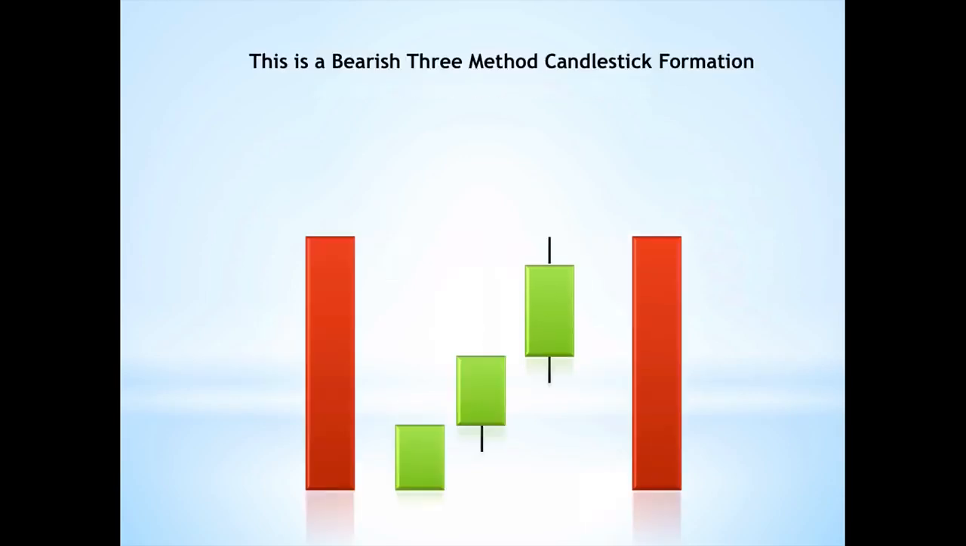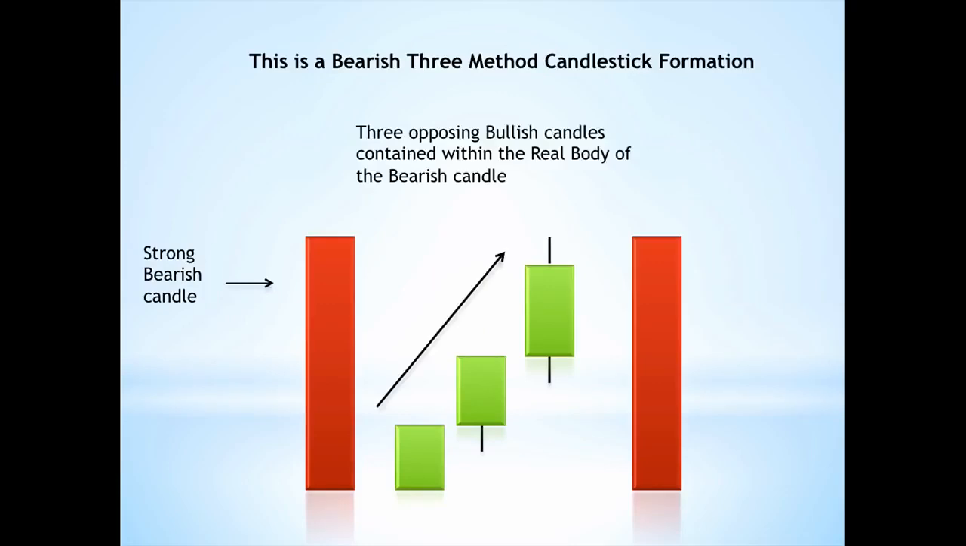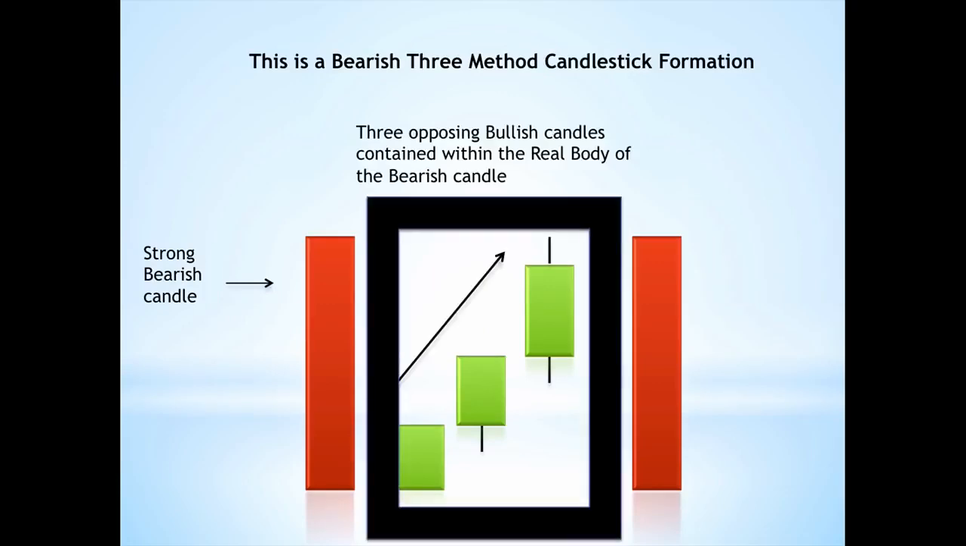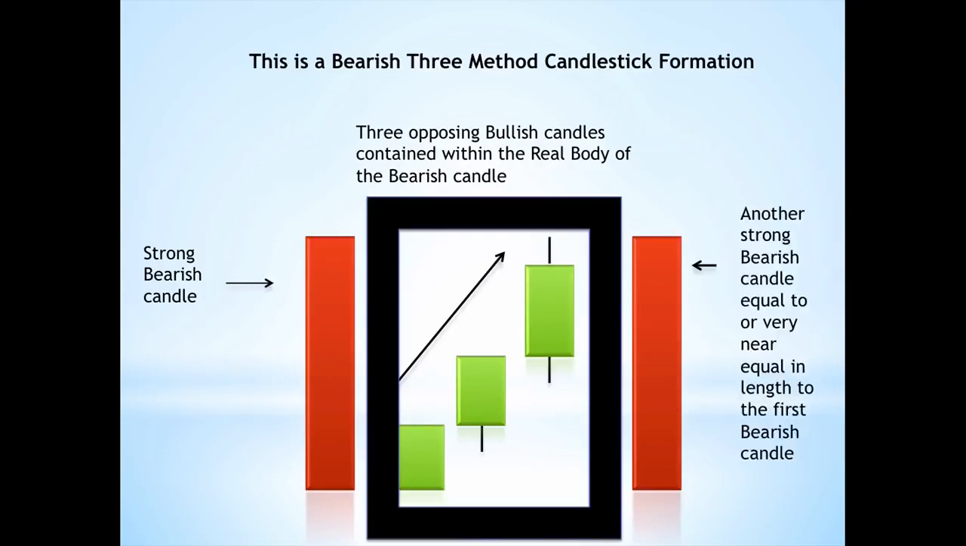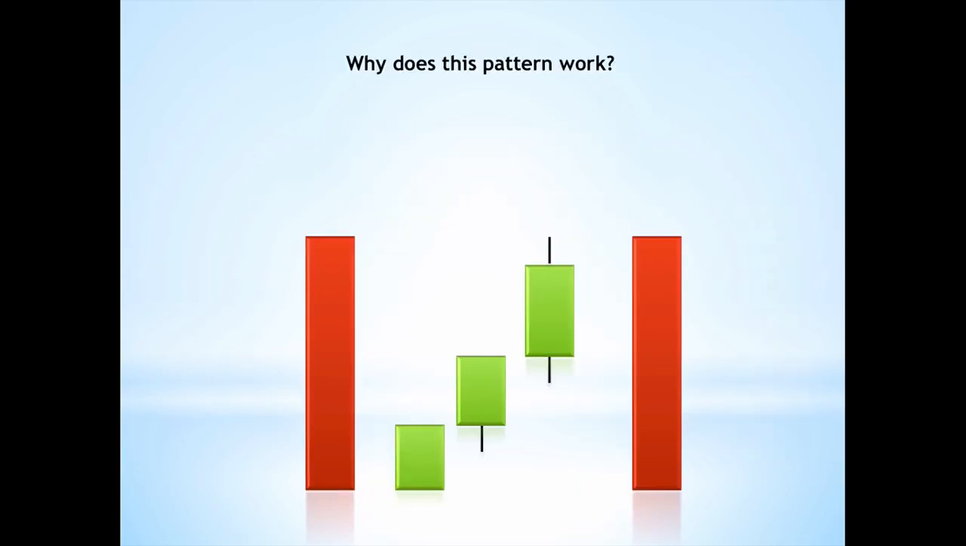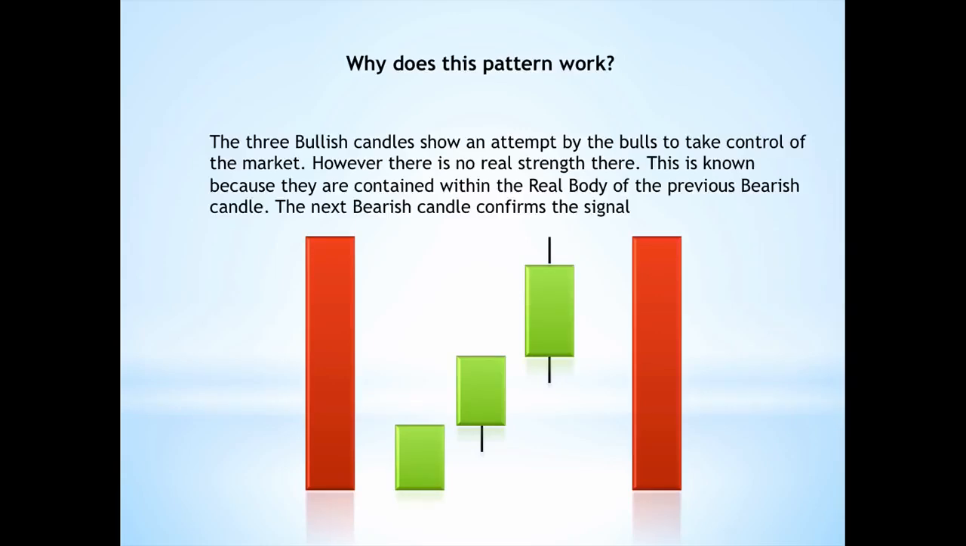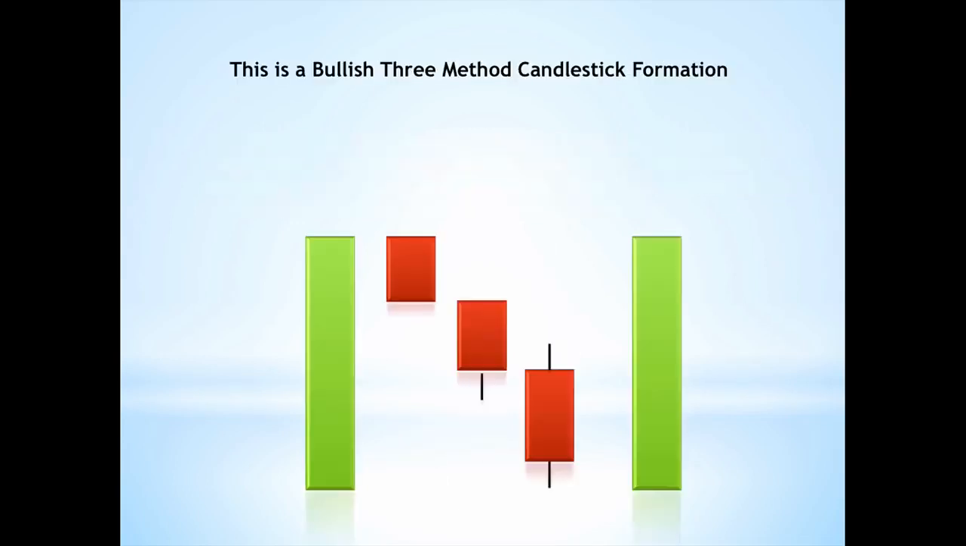This is a bearish 3-method candlestick pattern. The first candle is a strong bearish candle. There are then 3 bullish candles, all of which are contained within the real body of the first bearish candle. There should then be another bearish candle. This candle should be equal in length to the first bearish candle, or very near to equal in length. And why does this pattern work? The three bullish candles show the attempt of the bulls to control the market. Since price is contained within the first bearish candle, you can see that there is little bullish sentiment. The next bearish candle confirms where the strength is held, and confirms the signal. The bullish 3-method candlestick pattern is again simply reversed.